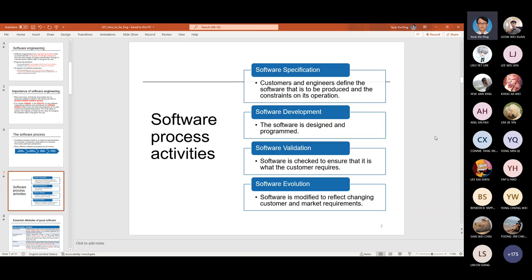Software specification is where customers and engineers define the software that is to be produced and the constraints of its operation. Usually it refers to your system planning and analysis. So software specification covers two facets, system planning and system analysis, so you try to note this down. Software development here, you notice the definition, is software design and programming. So it also covers two facets here, software design and software development. All this is provided on the lecture slide; the software process is from your textbook.